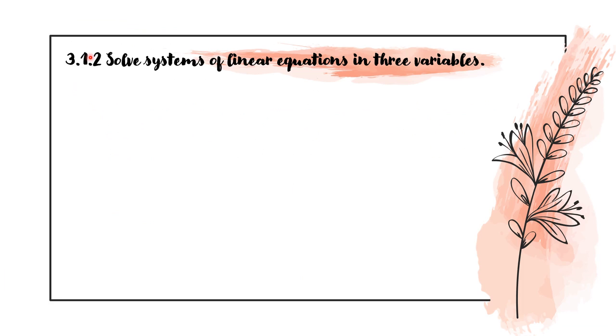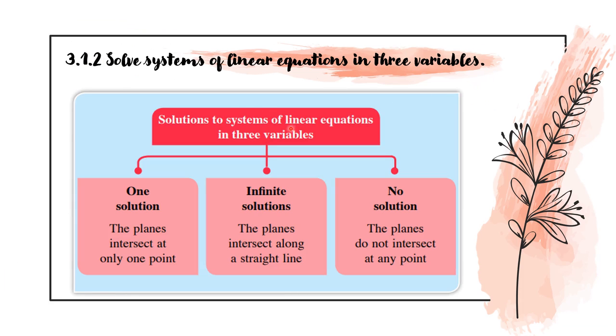Okay, solve system of linear equations in three variables. For the solution to a system of linear equations in three variables, there are three possibilities. The first one is one solution, where the planes intersect at only one point. Then we have infinite solutions, where the planes intersect along a straight line. And lastly, no solution, if the planes do not intersect at any point.